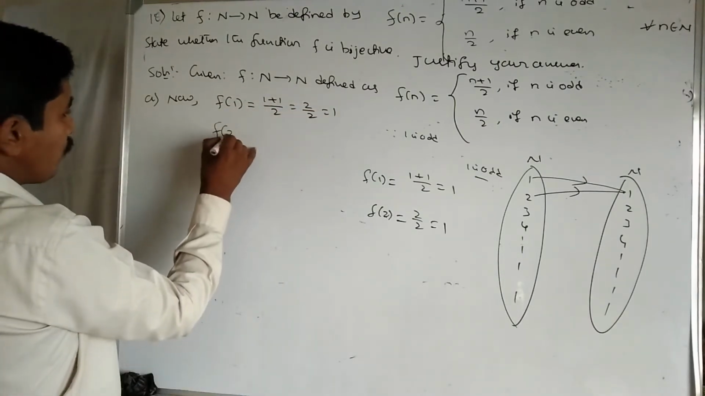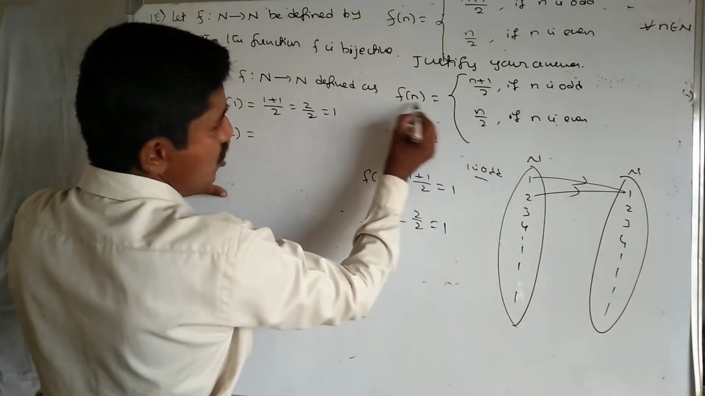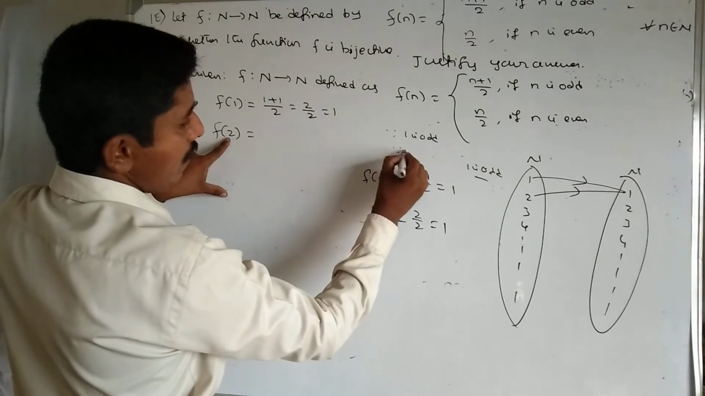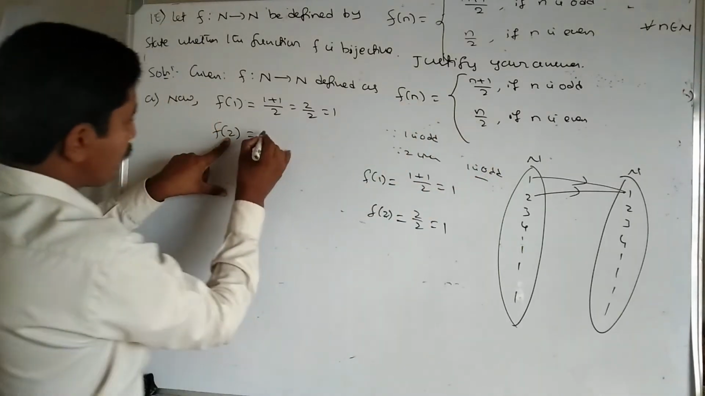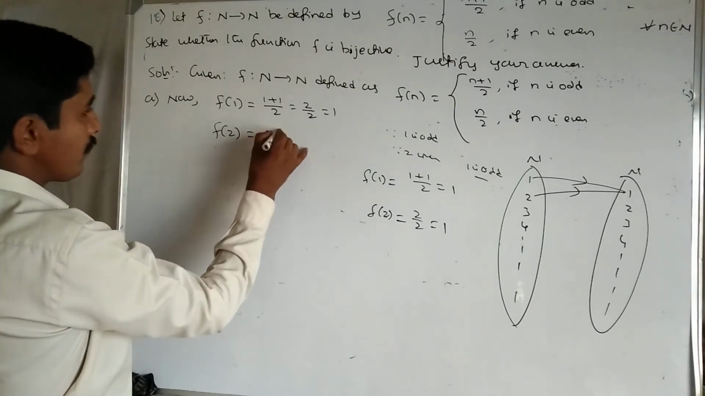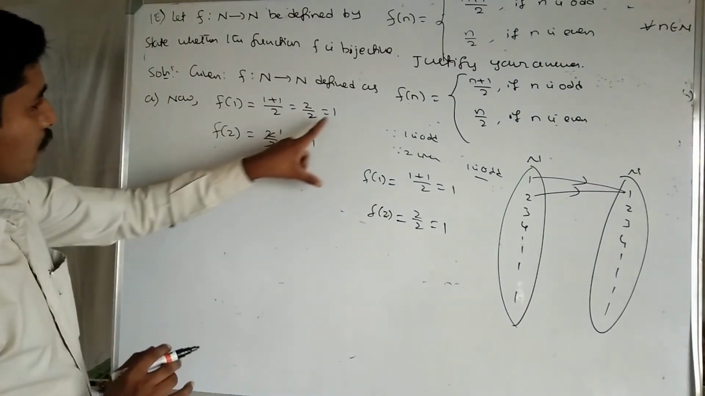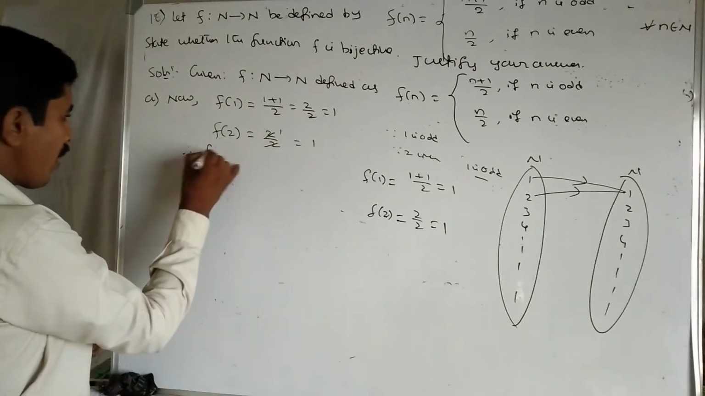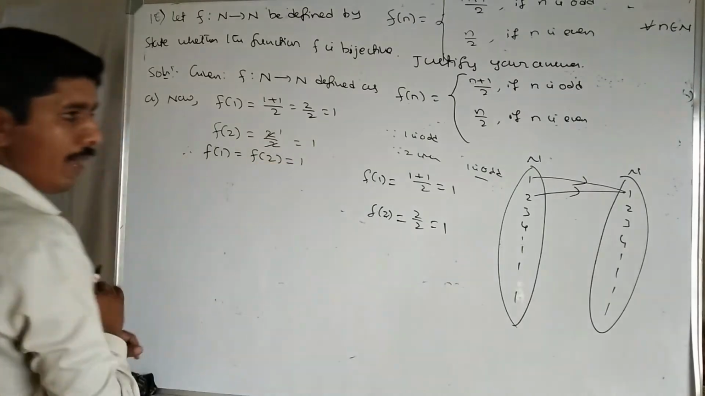Next, f(2). Here 2 is even, which means the rule is n/2. Since 2 is even, f(2) equals 2/2, which cancels to 1. Clearly f(1) equals f(2). Therefore f(1) equals f(2) equals the range value 1.